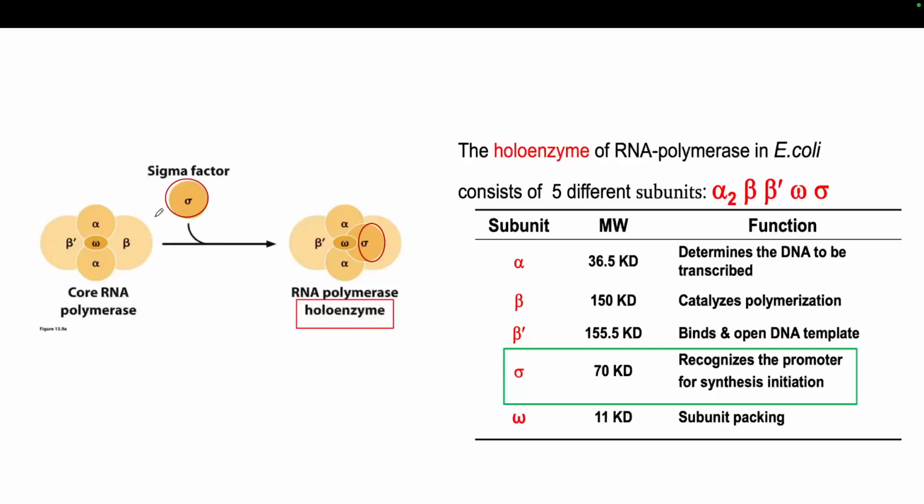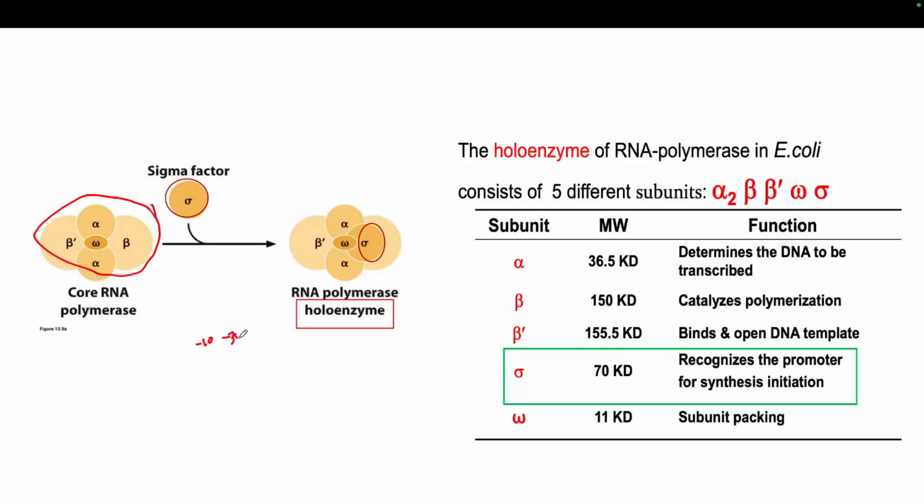This complete system without the sigma factor can produce RNA using the DNA template, but it can't do so on a proper site. For synthesis of RNA at the proper site, it requires the sigma factor, because the sigma factor works as a recognizer. It will recognize the promoter sequence. In the promoter sequence there are two elements: one is the -10 and the other is the -35 sequence.